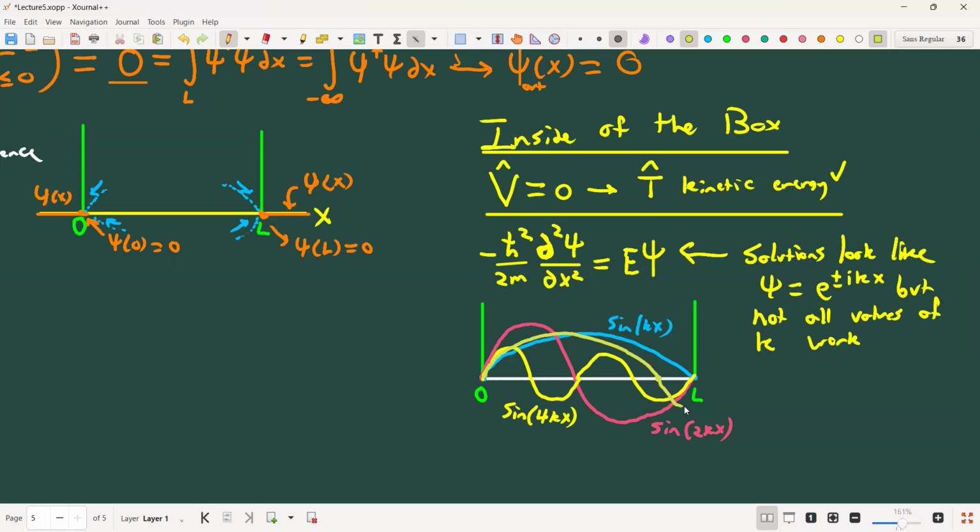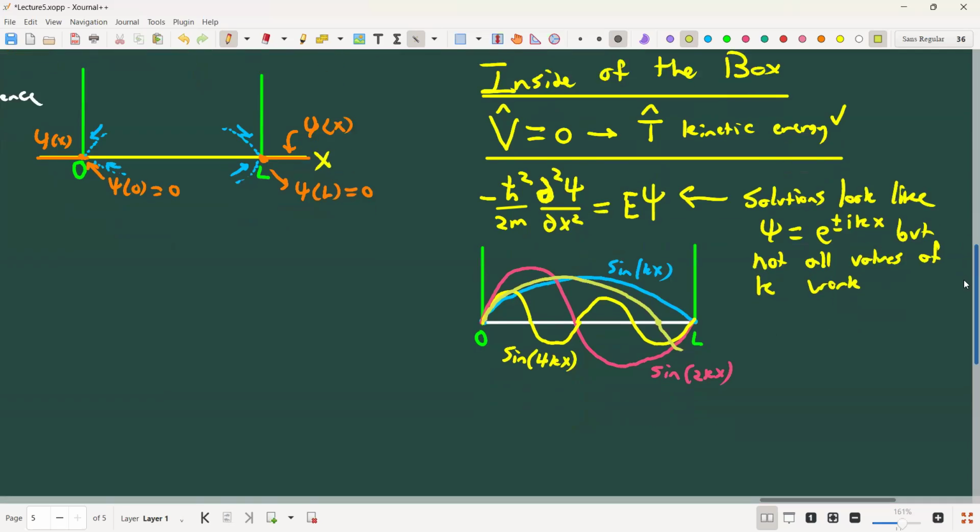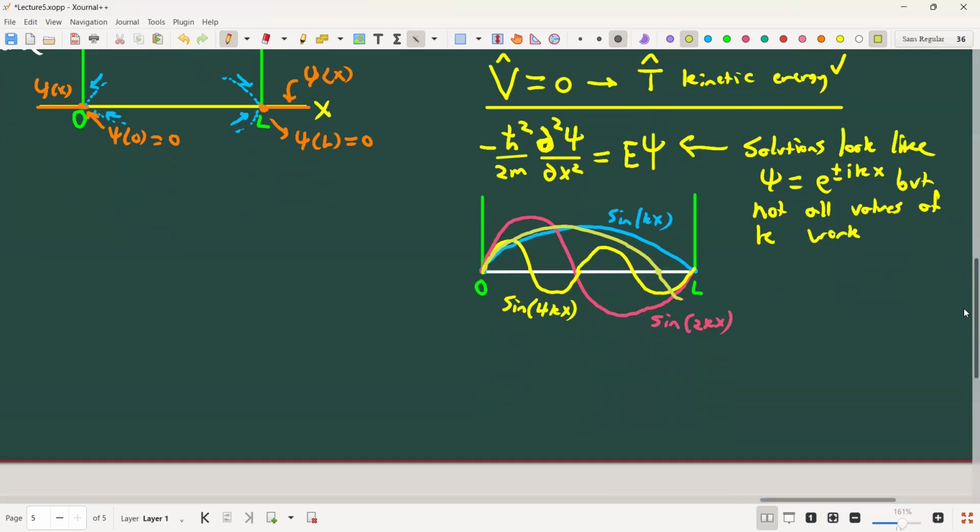That is, the length of the box is a multiple of the wavelength, or a fraction of half the wavelength. And so what we can do now is say, okay, sine seems to work. We can argue it's not too hard to calculate, but you can get cosine to work here too. But let's just stick with sines.